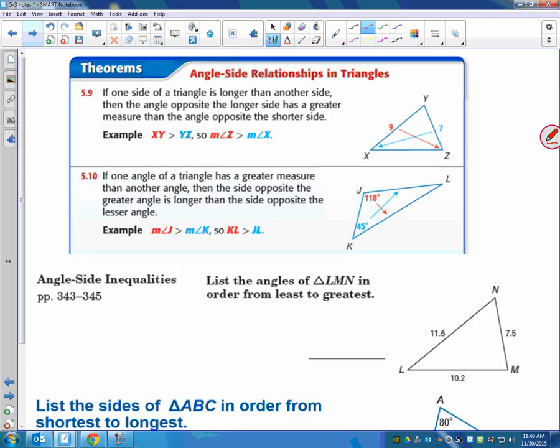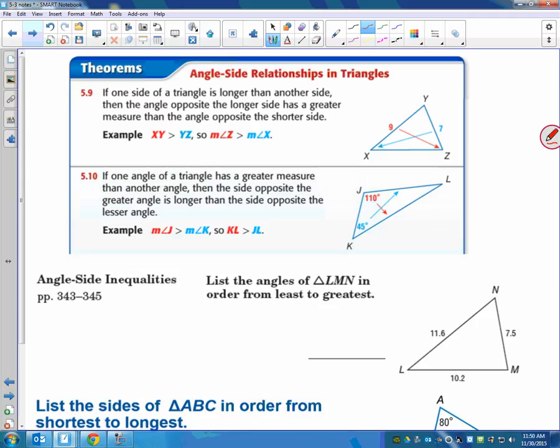Think about in a right triangle. What's the biggest angle in a right triangle every time? The right one. And which side is the longest in a right triangle always? The hypotenuse, which is opposite the angle. So that's always true. Not just in right triangles, but in every triangle.